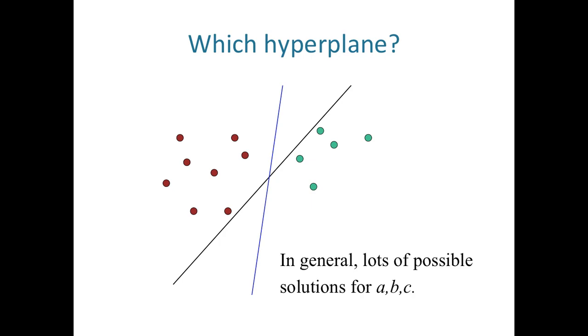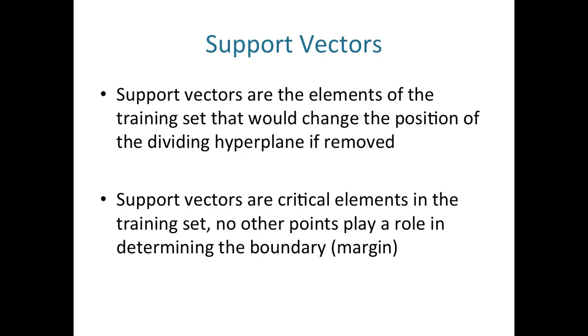We could, in principle, have different solutions for A, B, and C. What we want to look for in that separation are the support vectors, which are the elements of the training set that could change the position of the dividing hyperplane if removed. The hyperplane search can be understood as just looking for those support vectors that determine where the hyperplane goes. And in fact, those support vectors are the critical ones.